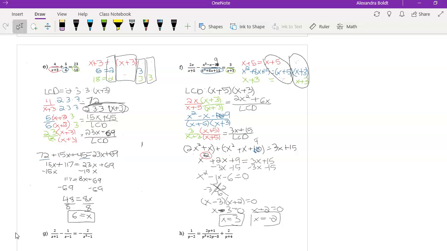We do have to check our answers, right? X equals 3. Well, if I plug it into x plus 5, that's 8. Again, x plus 5 is 8. 3 plus 5 is 8. And 3 plus 3 is 6. None of those are 0.